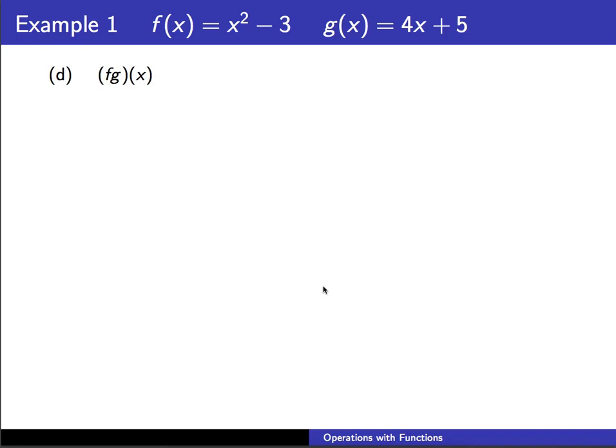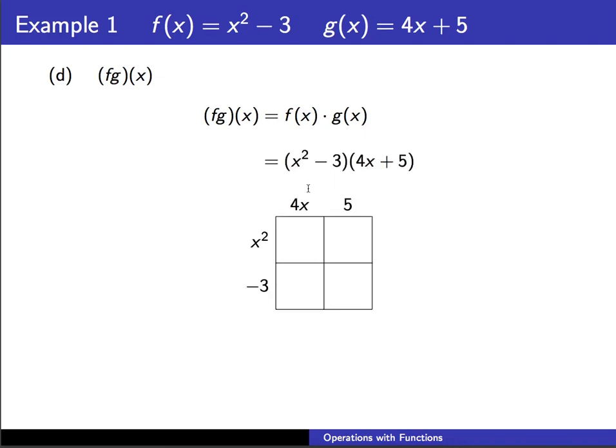Part D, f times g of x. So we're going to take f of x, the x squared minus 3, and multiply it by g of x, the 4x plus 5. And I like to have mine multiplied out in a grid. We saw this in the complex numbers video, so it just helps me keep organized. X squared times 4x is 4x cubed. X squared times 5 is 5x squared. And now for the negative 3 times 4x is negative 12x. Negative 3 times 5 is negative 15. There aren't any like terms to combine inside the grid here. All the powers of x are different. So our final answer is just 4x cubed plus 5x squared minus 12x minus 15.